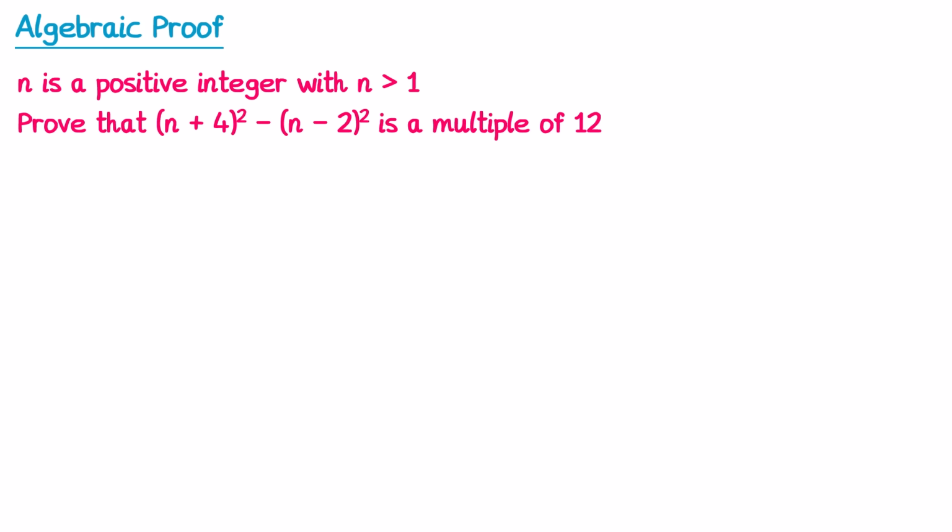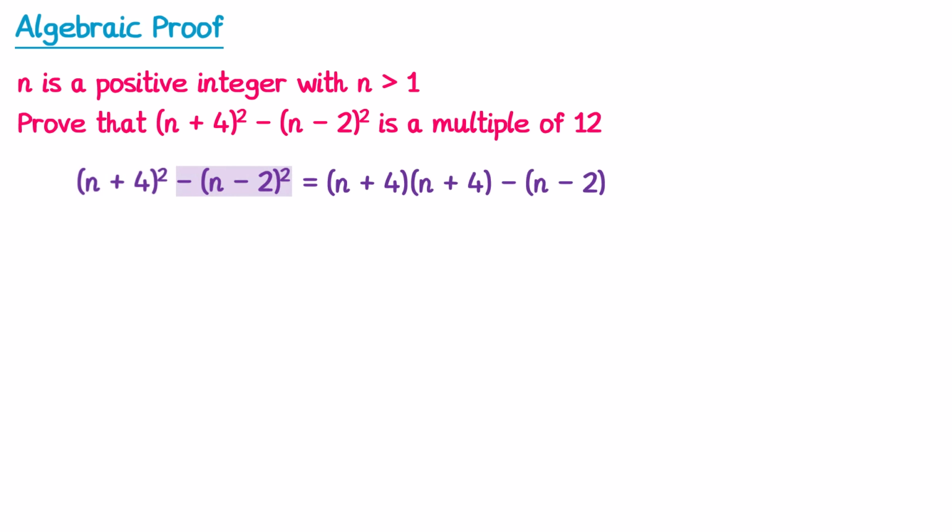So we're going to start with the expression we're given, and we're going to try and manipulate it so that it's a multiple of 12. So let's first of all expand these brackets. We've got n plus 4 all squared, which is n plus 4 times by itself, and then we need to subtract from this n minus 2 multiplied by itself. If we start with this first double bracket, we have n times n, n squared, n times 4, 4n, 4 times n, also 4n, and 4 times 4, 16.